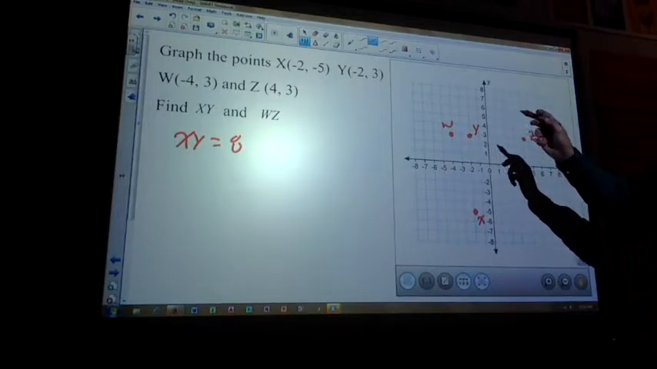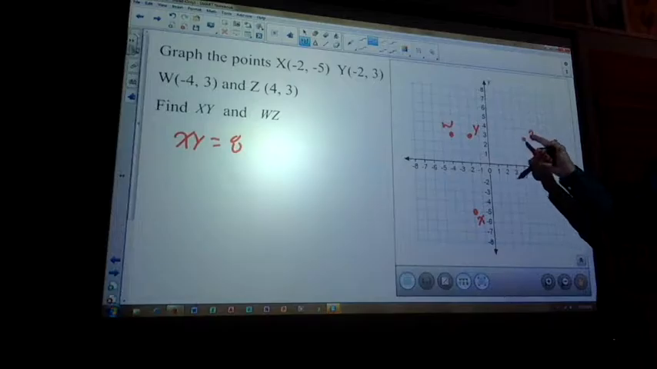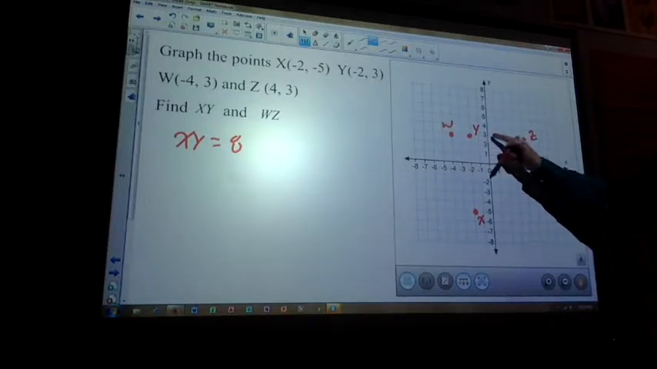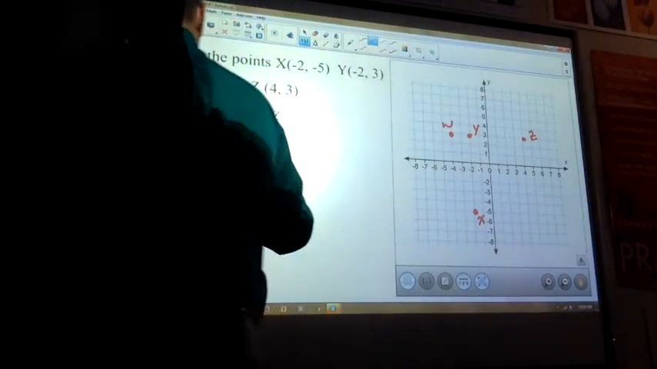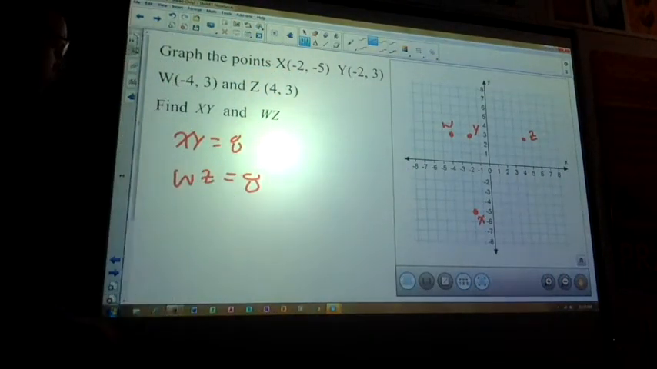And then it asks us to find w, which was -4, 3, and z, which was 4, 3. And they wanted us to find wz, so that distance. So count how far that is. So 1, 2, 3, 4, 5, 6, 7, 8. So wz is also 8.